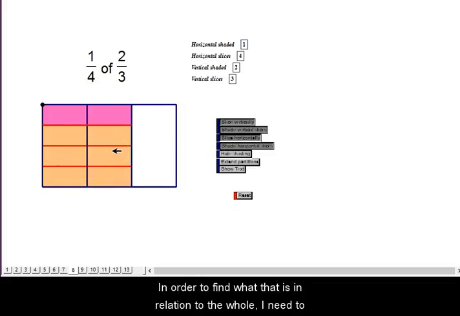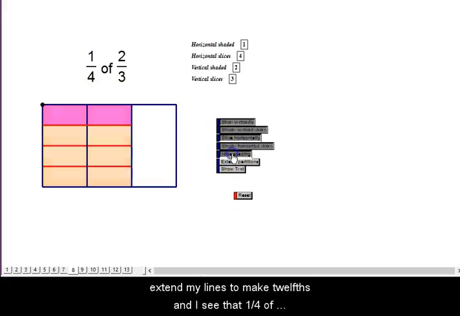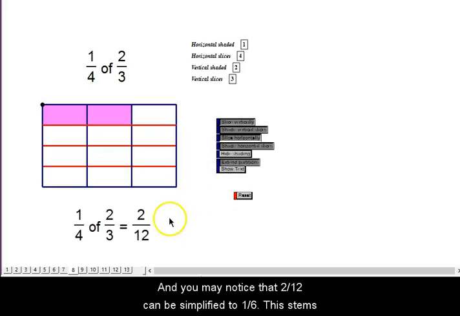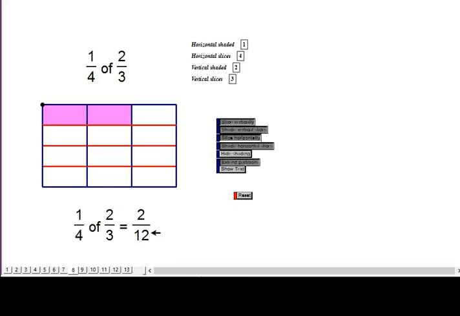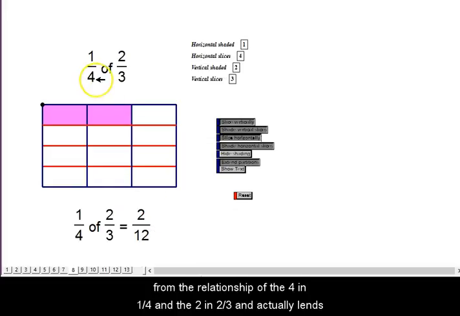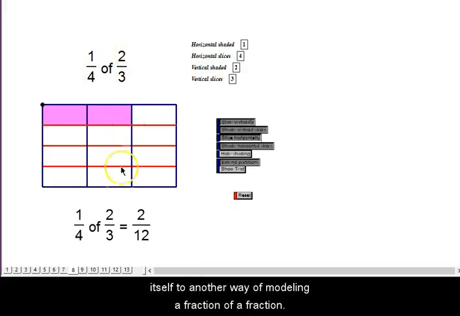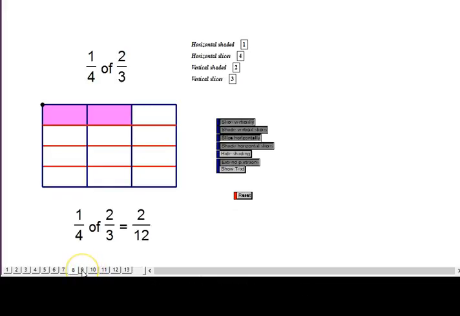In order to find what that is in relation to the whole, I need to extend my lines to make 12ths, and I see that 1/4 of 2/3 is 2/12, like this, and you may notice that 2/12 can be simplified to 1/6. This stems from the relationship of the 4 in 1/4 and the 2 in 2/3, and actually lends itself to another way of modeling a fraction of a fraction.